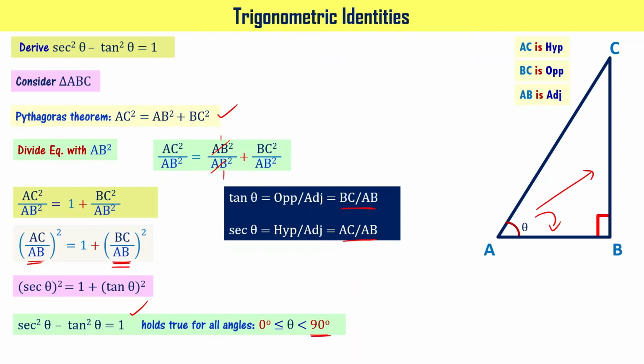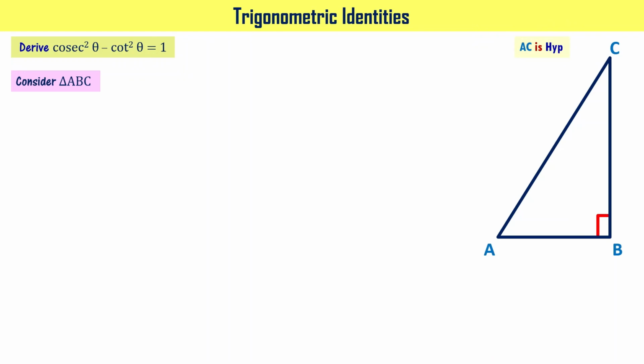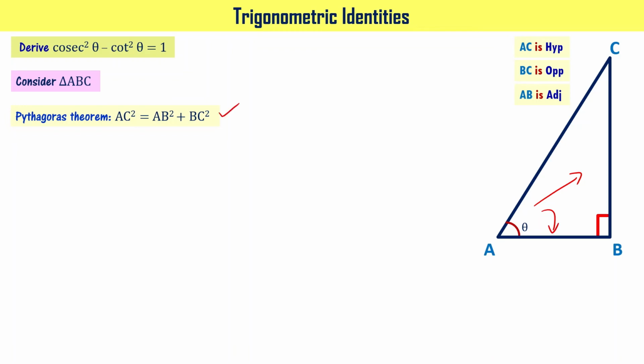Please remember, it is not holding true for 90 degrees angle, because sec 90 degrees is 1 by 0. It's not defined, right? Now let us derive another identity, that is cosec square theta minus cot square theta equal to 1. For that also, let us consider the same triangle, triangle ABC, for which AC is the hypotenuse, and for angle A equal to theta, BC is the opposite side and AB is the adjacent side, right? And Pythagoras theorem holds true for this triangle because it is a right angle triangle. AC square equal to AB square plus BC square, right?